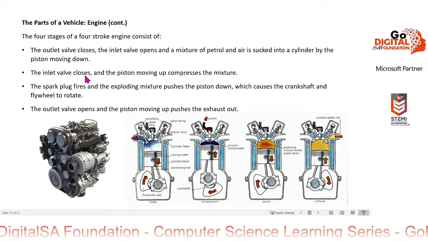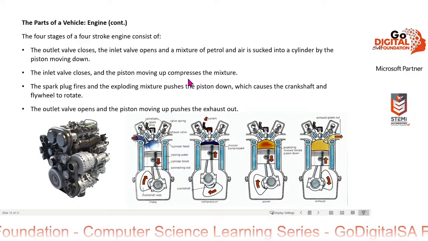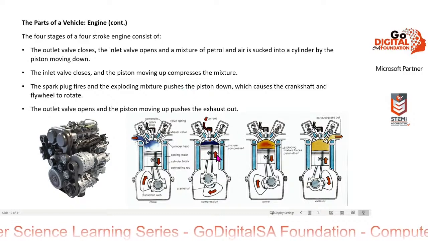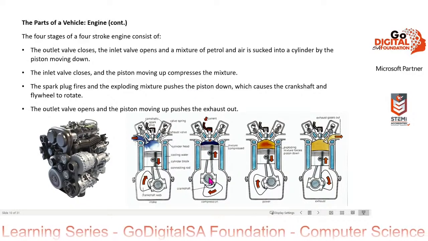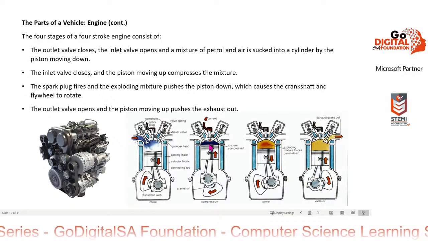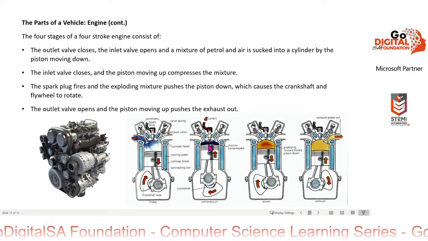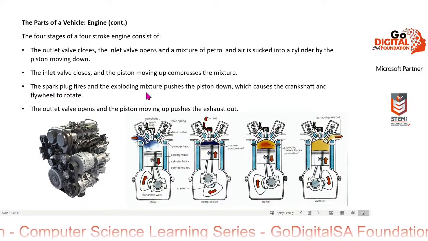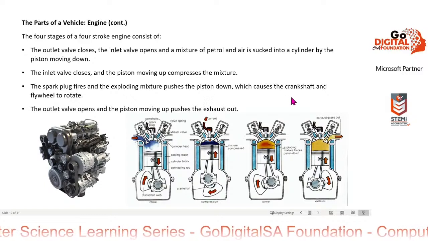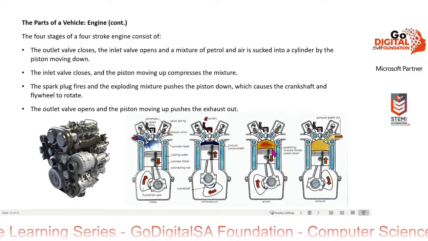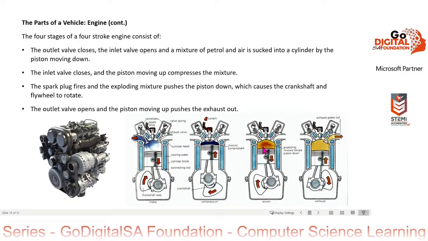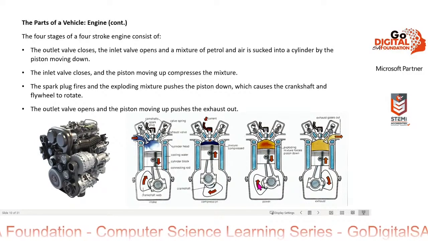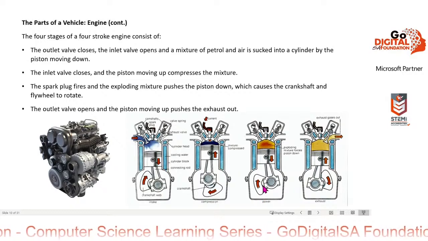Next, the inlet valve closes and the piston moves up, compressing the mixture. Okay, so here, the inlet valve is now closed, the piston is going up, so it compresses the mixture of air and petrol. Next, the spark plug fires, and the exploding mixture pushes the piston down, which causes the crankshaft and flywheel to rotate. Okay, so here the spark plug is fired, there's an explosion that pushes the piston down, and that causes the crankshaft to rotate.